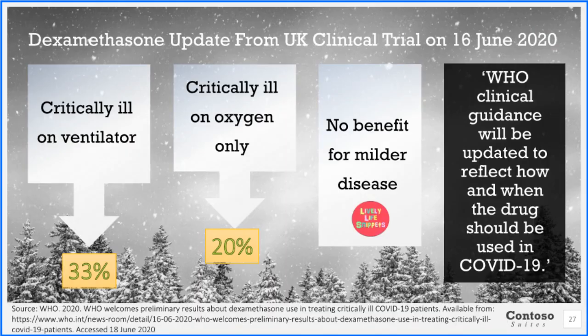However, this trend may change as new data emerged from the UK clinical trial on the 16th of June 2020. The trial showed that dexamethasone reduced mortality rate of critically ill COVID-19 patients who were on ventilator by 1/3 and those on oxygen only by 1/5. For patients with milder disease, no benefits were observed. WHO clinical guidance will be updated to reflect how and when the drug should be used in COVID-19. At the moment, let's wait patiently.